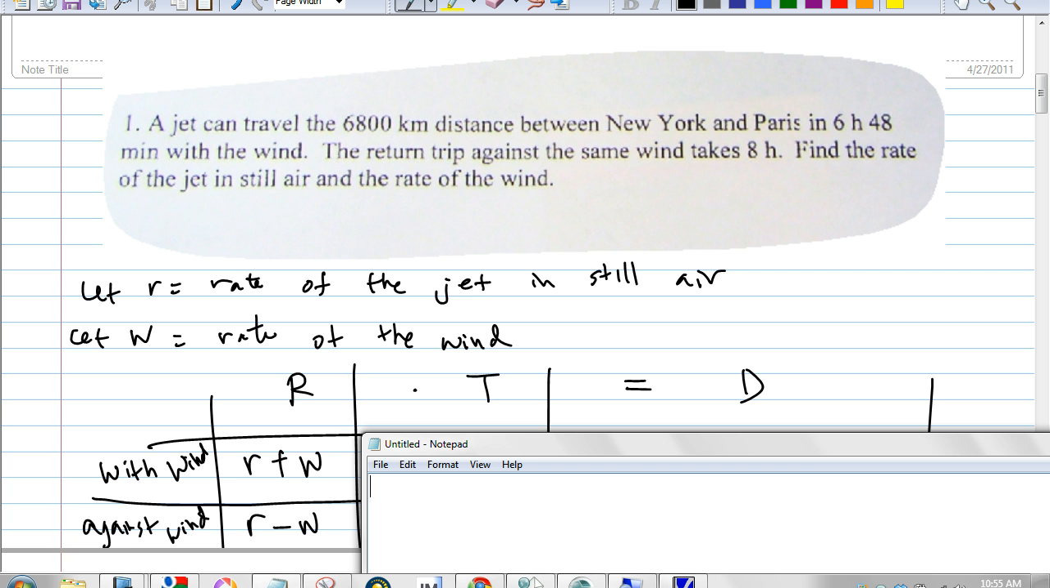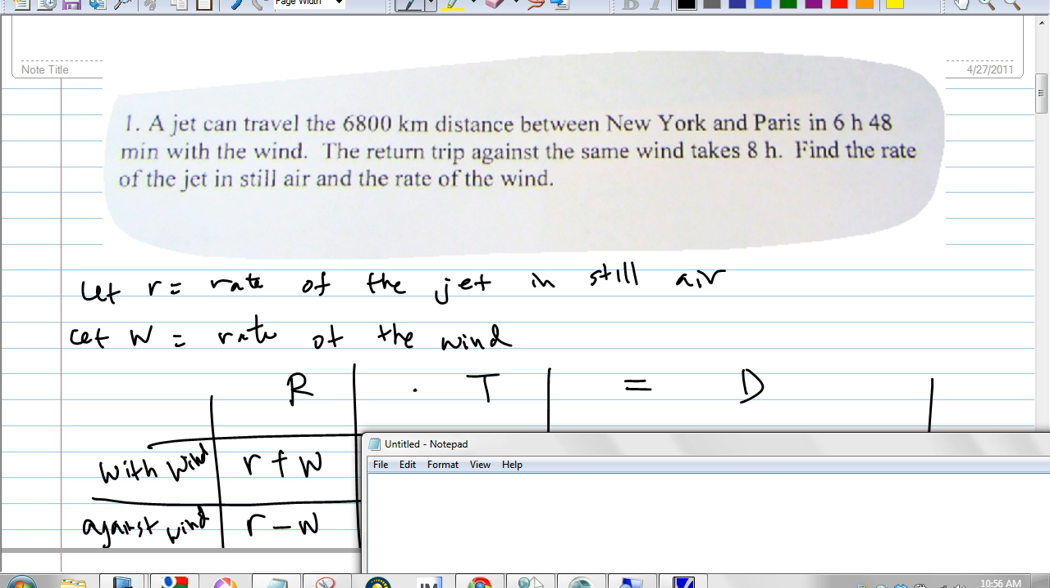Yeah, Stephanie? 6 hours. Oh, could we change it to minutes? I wouldn't do that. Why not? Because it makes it like bigger numbers. Yeah, you're going to have a really big number for the rate. And usually the rate of a plane and things like that is per hour, not per minute. So that's what I did. Question? On the table, can we just write 6 hours 48 minutes? No, I wouldn't do that because you're going to make a mistake if you do that.